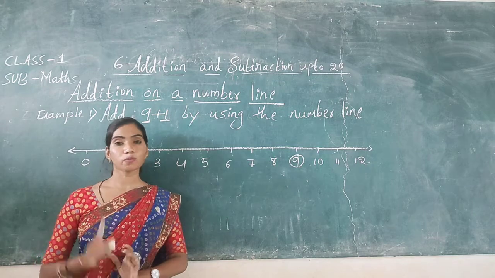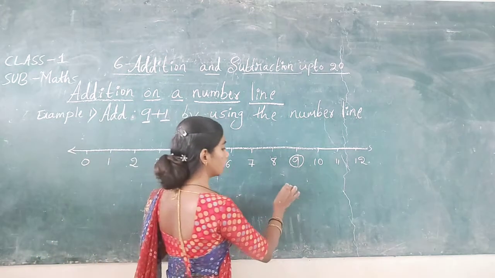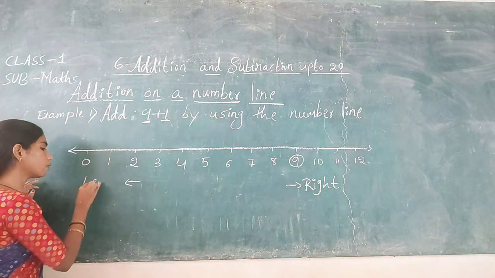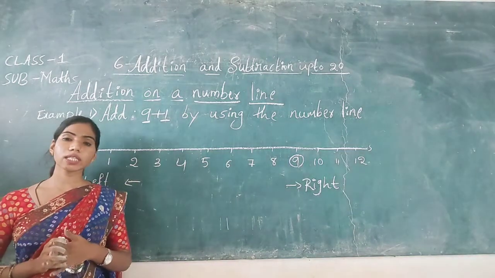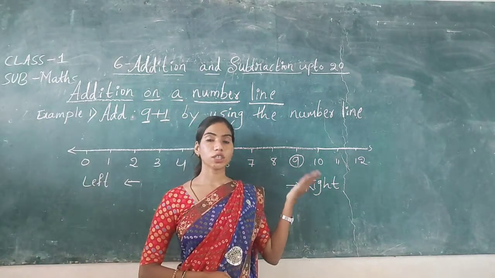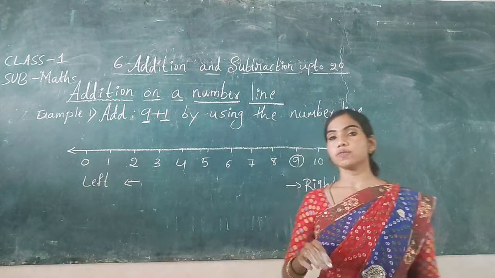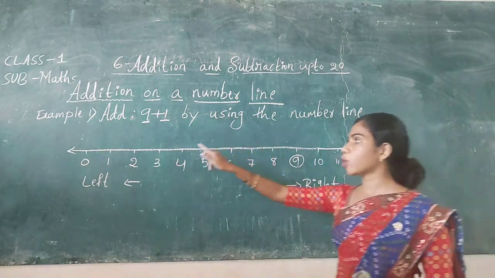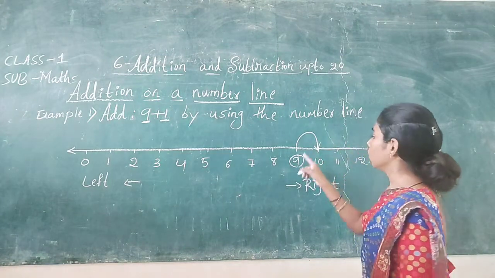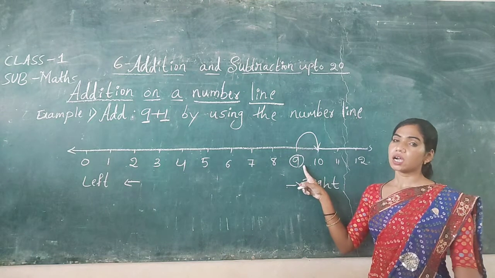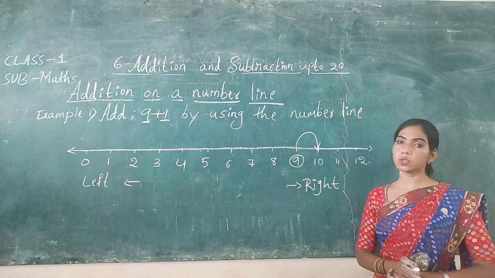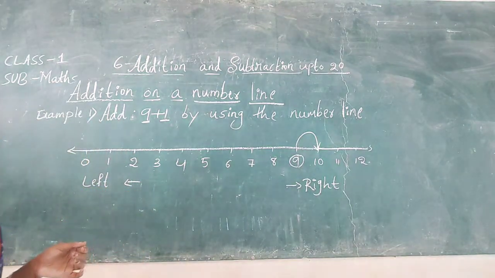From the 9 jump 1 time towards the right side. It is the right side of the number 9. That is the left side of the number 9. So, to add the numbers on the number line, we have to jump towards the right side. Okay? We have to jump only 1 time from the 9, because the second number is 1. Here I jumped only 1. That means 9 plus 1 is equal to 10.